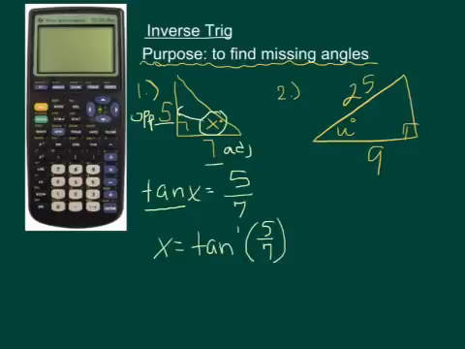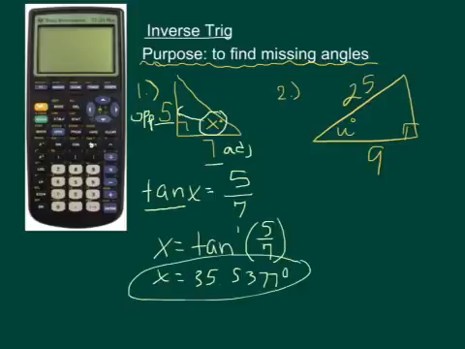So if you take a look at this calculator, where you see the tan button, above it, you see inverse tangent in yellow. What that means is you have to hit the second button first. So in order to calculate this, we would hit second, and then tan, and then we would enter in 5 over 7. And when you do that, you're going to get x equals, and again rounded to 4 decimal places, 35.5377 degrees.